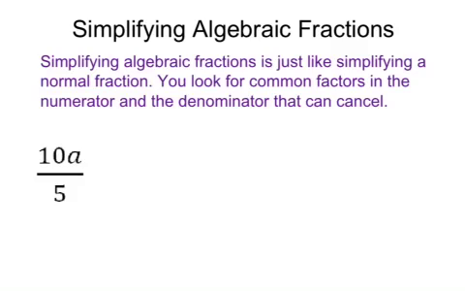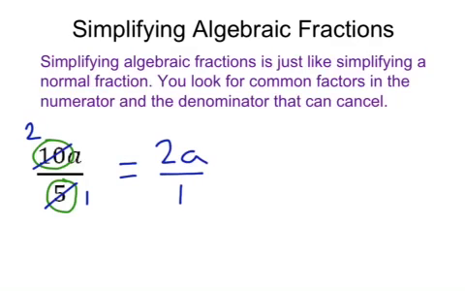We're going to consider 10a over 5. So we look at the numerator first and we see that there is 10 in the top and in the denominator there is 5. Now the 10 and the 5 can cancel. The 5 leaves us with a 1 on the bottom. The 10 leaves us with a 2 on the top. So we get left with 2a over 1, which is just 2a.